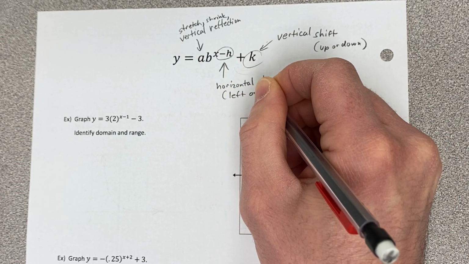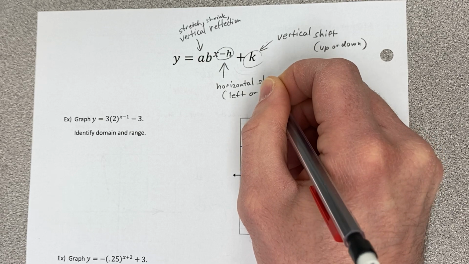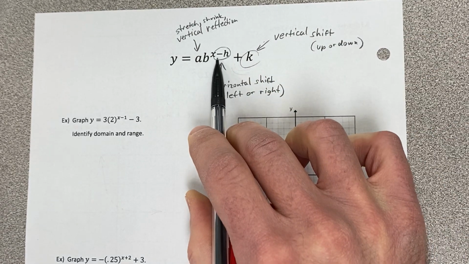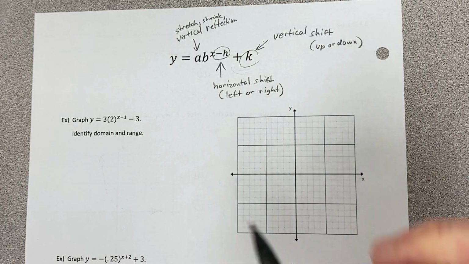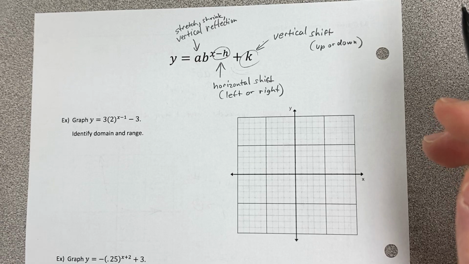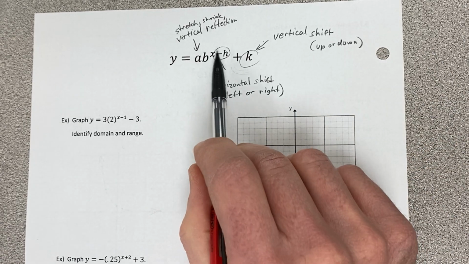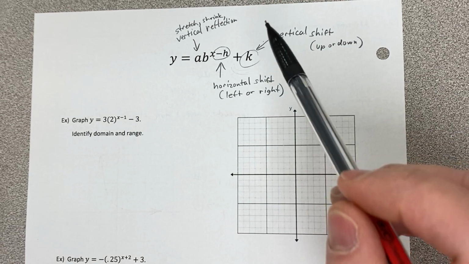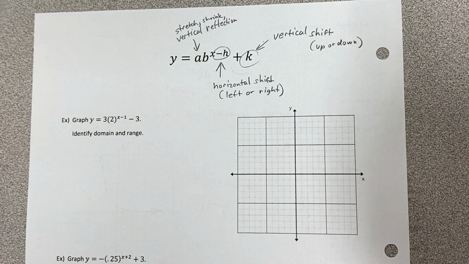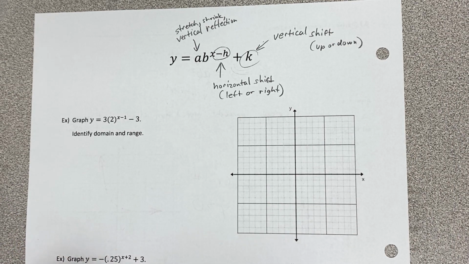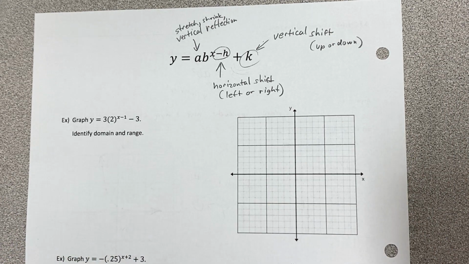Left or right, depending on its sign. But here's the thing you might want to remember. The reason they make it minus like that is because it's going to be the opposite of what you would intuitively think. So if it's x plus 3, and I encourage you to try this on Desmos, if you do x plus 3 as your exponent, it's going to actually move the graph left 3. If you go minus 3, it'll move it right 3. So it's the opposite of what you would think.